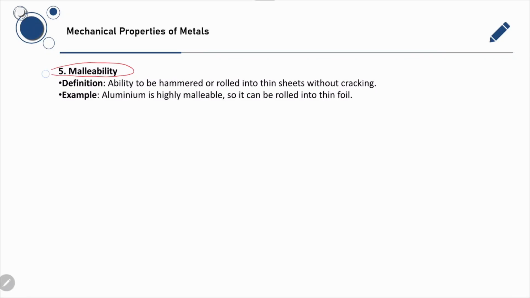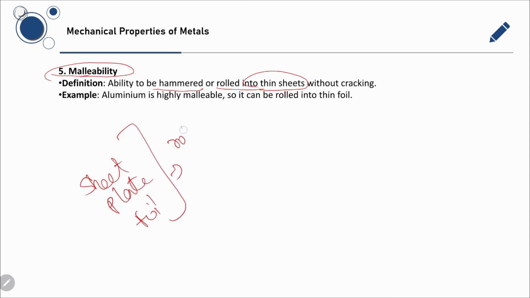The next topic is malleability. It is the ability of a metal to be hammered or rolled into thin sheets without cracking. Ductility means into thin wires; malleability means thin sheets. High malleability lets you make sheet, plate and foil, and perform operations like rolling, stamping and deep drawing without tears. This is important: without tears.